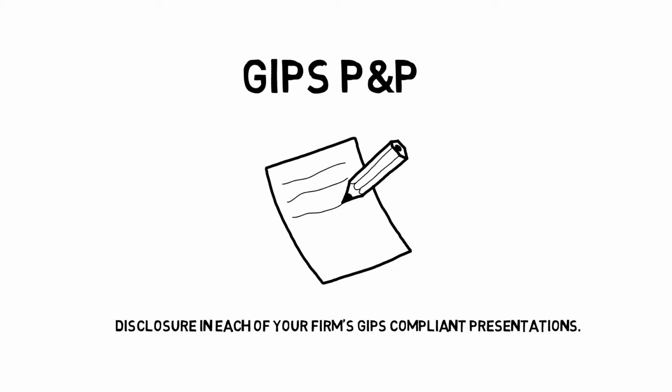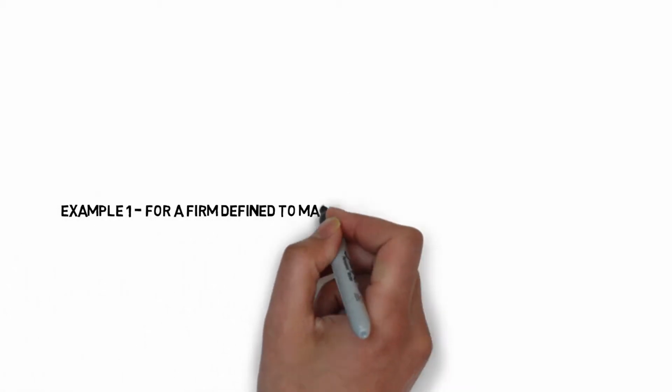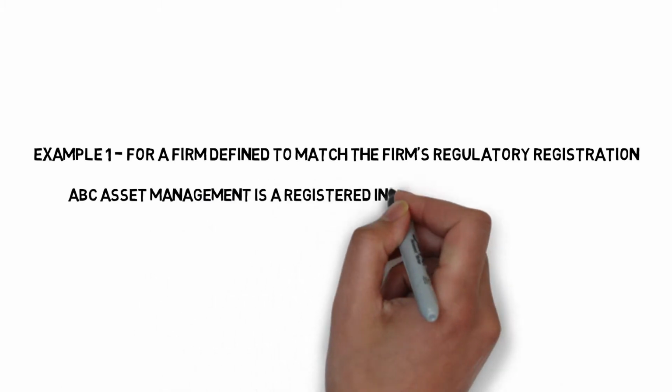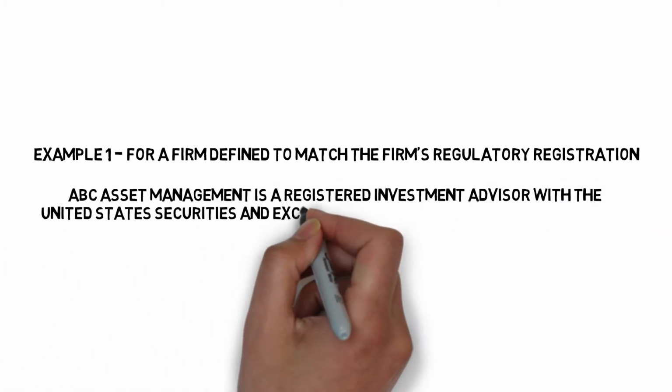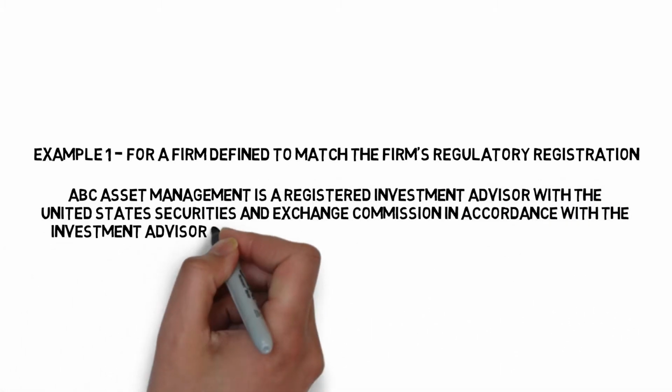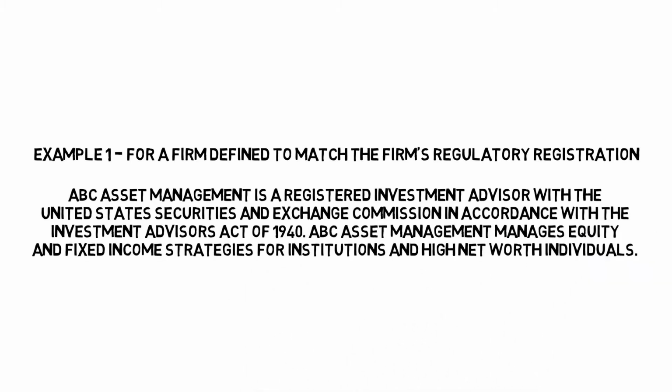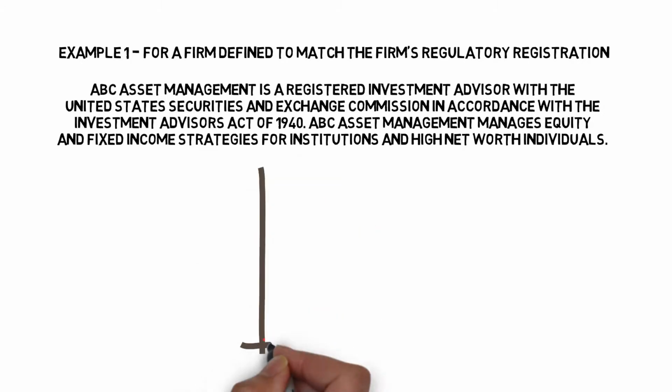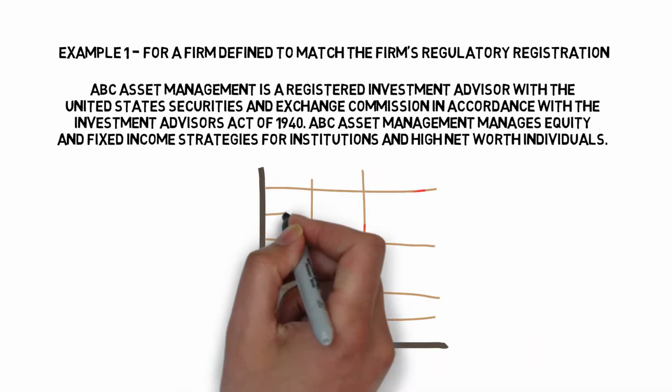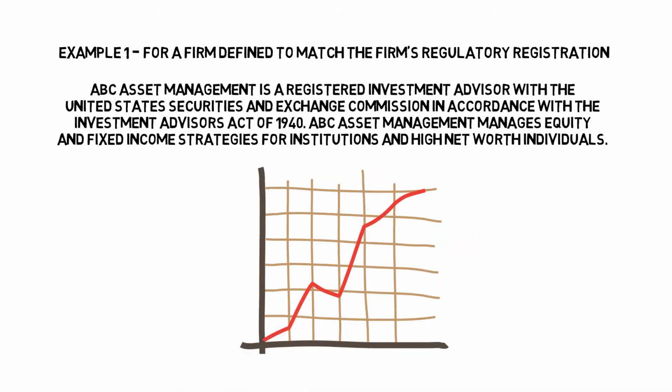The following are a couple examples of how one might define their firm. Example 1. For a firm defined to match the firm's regulatory registration. ABC Asset Management is a registered investment advisor with the United States Securities and Exchange Commission in accordance with the Investment Advisors Act of 1940. ABC Asset Management manages equity and fixed income strategies for institutions and high net worth individuals.